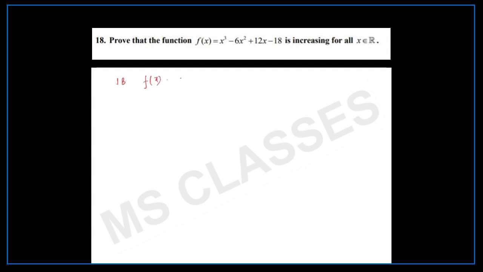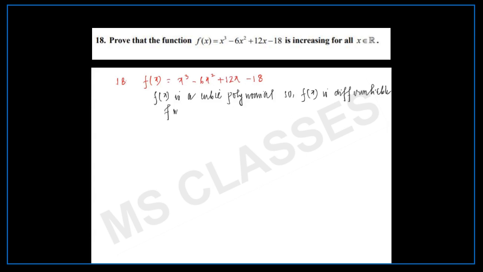F of x equals x cube minus 6x square plus 12x minus 18 is increasing for all x belongs to R. So we can see that f of x is a cubic polynomial. So f of x is a differentiable function.